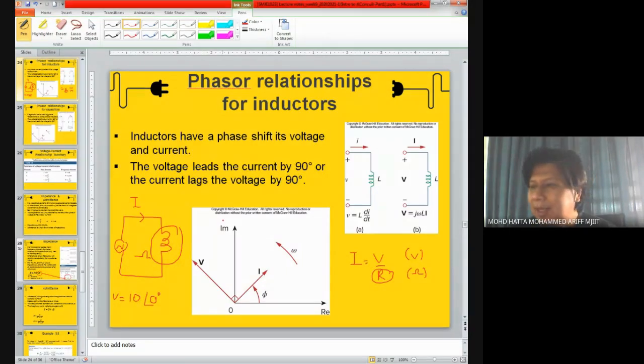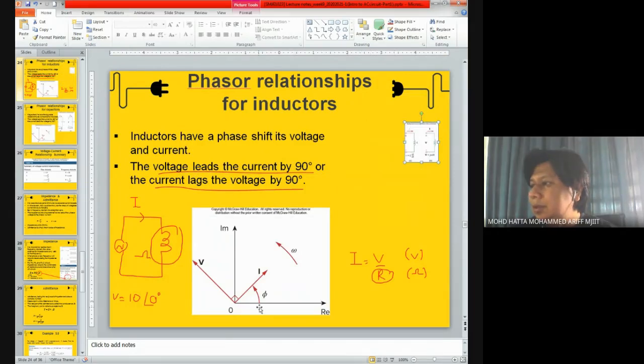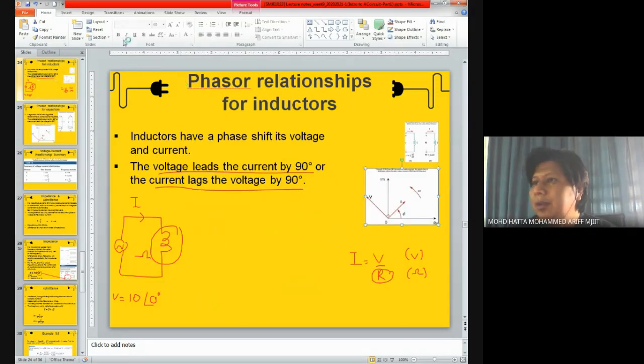In this slide, what I try to emphasize is that for inductors, the voltage always leads the current by 90 degrees, or the current always lags the voltage by 90 degrees. In other words, if this is not good, maybe it's quite difficult to understand. Maybe I put it over here.